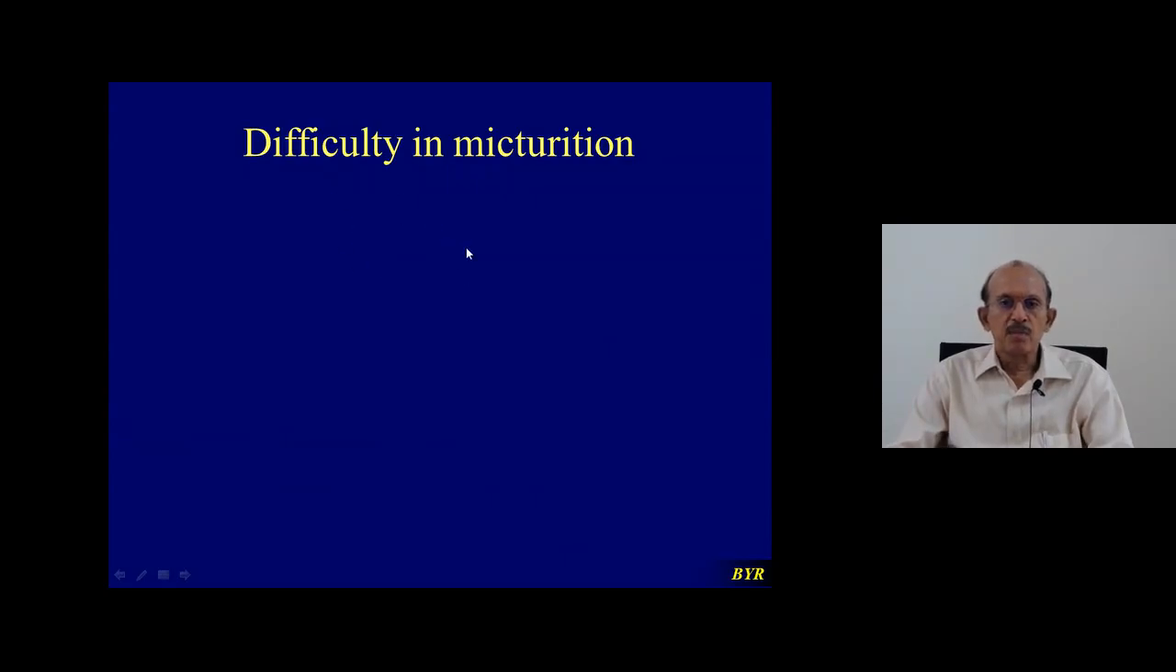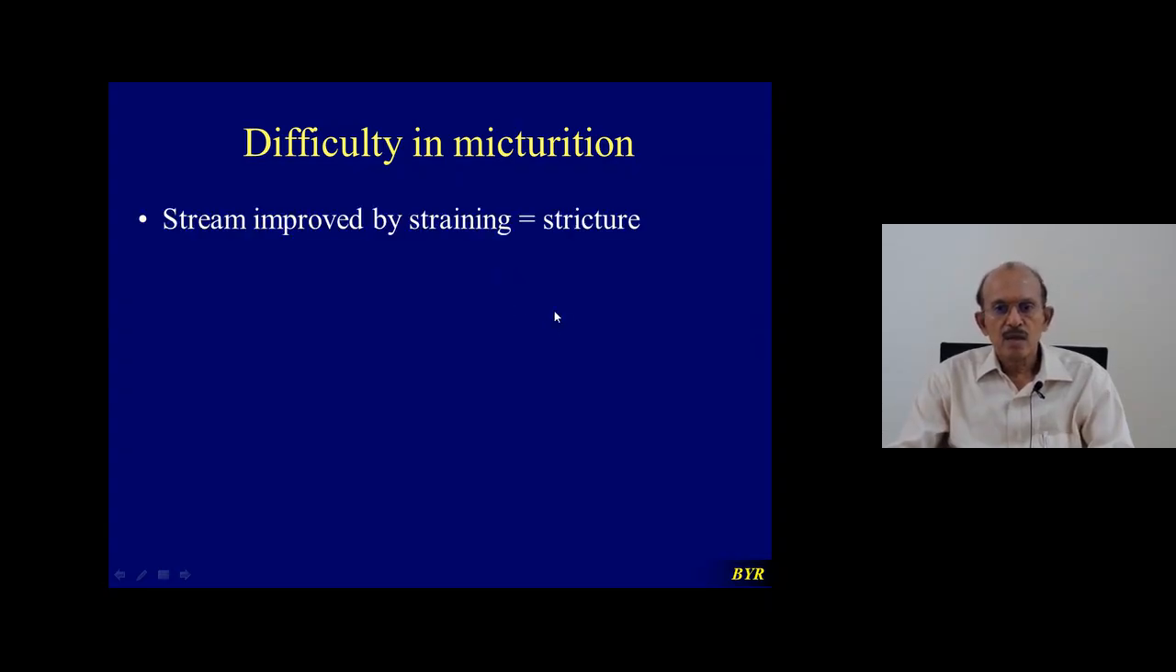Then the other symptom of the urinary tract is difficulty in micturition. The fellow will be having difficulty in passing urine. He has to strain. If he strains and the stream improves, then it is due to stricture. If it is decreased by straining, then it is due to benign prostatic hypertrophy.